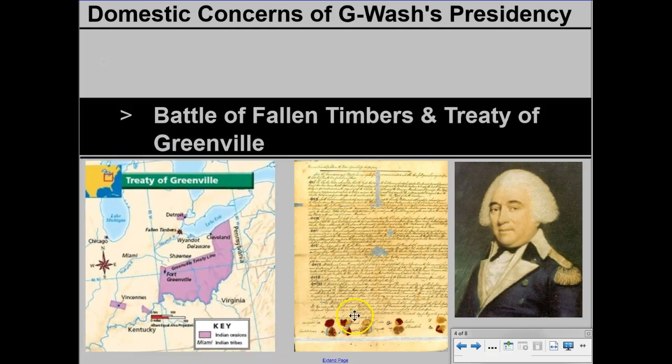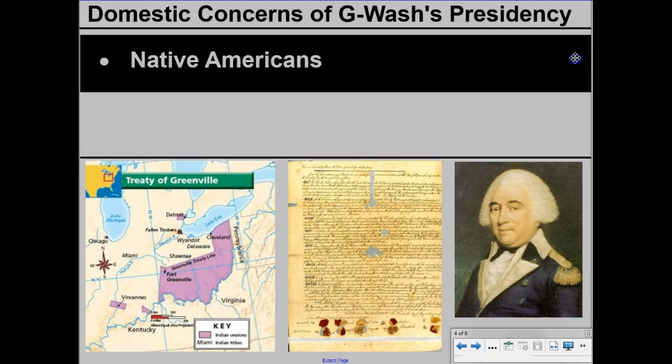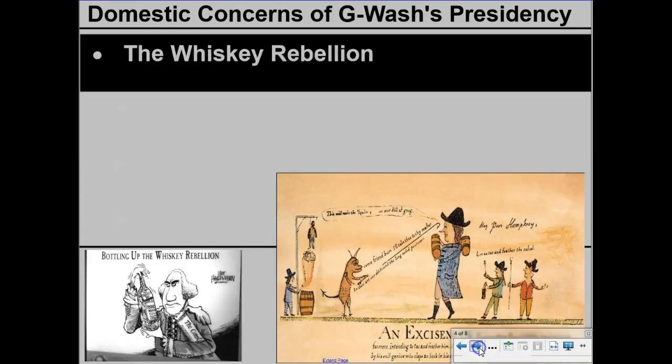And again, this is something that the government wasn't able to do very well prior to the Constitution. So nice job at the time for George Washington to provide some safety on the frontier. Fairly small, but shows that the government is more effective. Now, the biggest event during Washington's presidency when it came to domestic concerns was the Whiskey Rebellion. So this flares up in western Pennsylvania in 1794, and this represented a very large challenge to the new government.